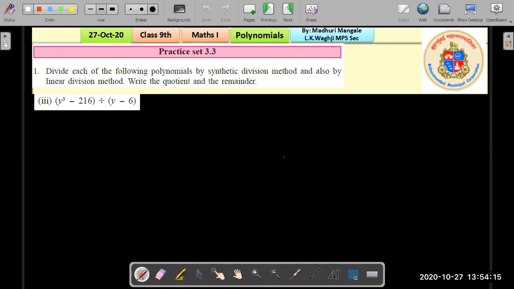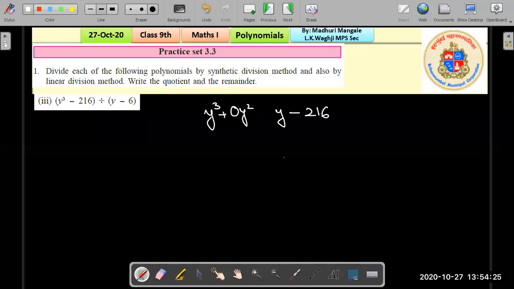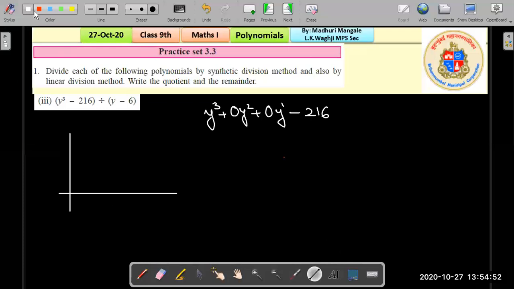So y cube will be written as it is. There is no y square term, there is no y term. Straight away it is minus 216. So clearly this has to be plus 0y squared plus 0y and minus 216 as it is. Okay, students, so what are we doing? The first step, we are writing out this given polynomial, which is the dividend. We are writing it out so that all the degrees are present, 3, 2, 1 and a 0 for this constant, right? And then we will just set up the synthetic division like that.